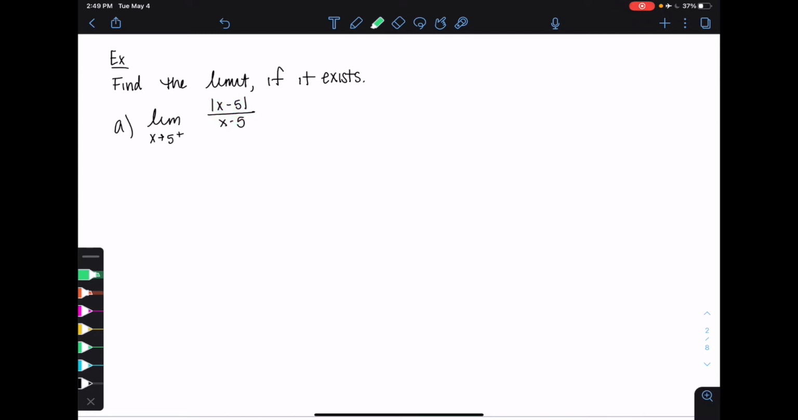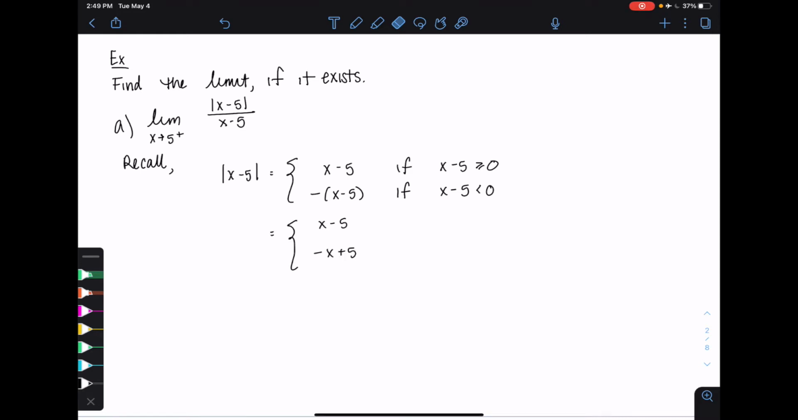So again, anytime you have absolute value functions, break it down to that piecewise function. So you want to recall, if I'm taking the absolute value of x minus 5, it's a piecewise function. You're going to get exactly the thing inside if the thing inside is greater than or equal to 0. You've got to negate the thing inside if that thing is less than 0. Okay? So ultimately, I have these two separate pieces. You can distribute this minus sign out to give you minus x plus 5.